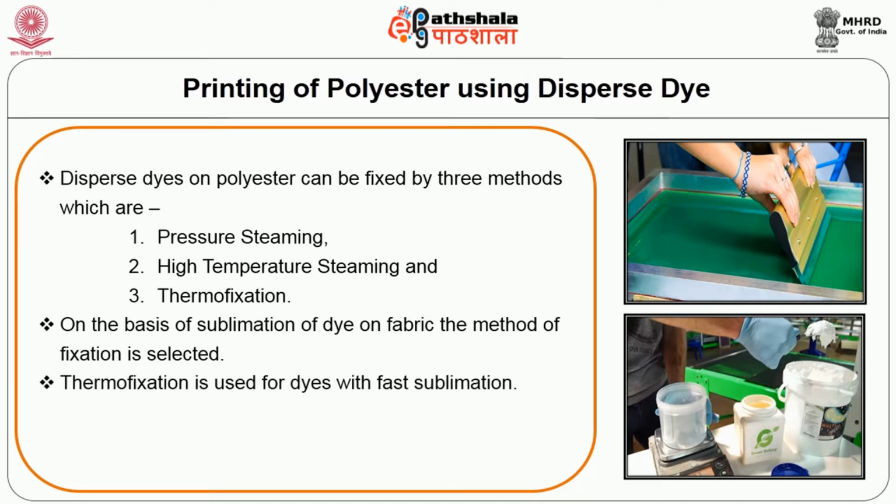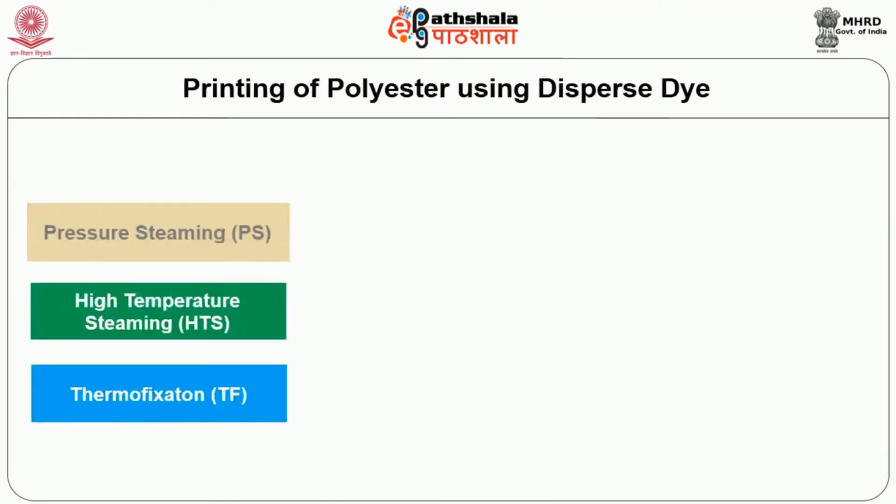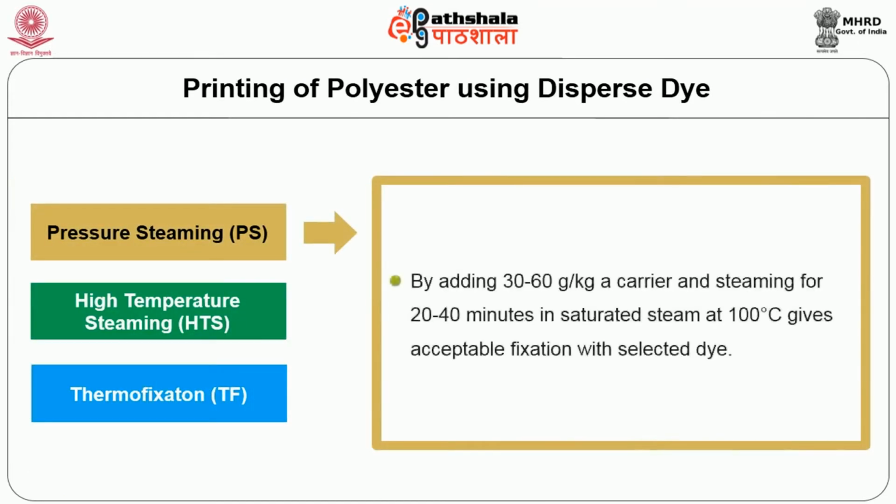Thermofixation is used for dyes with fast sublimation. Pressure steaming is used for dyes with moderate sublimation. Pressure steaming. By adding 30 to 60 grams per kilogram of a carrier and steaming for 20 to 40 minutes in saturated steam at 100 degrees centigrade, acceptable fixation is obtained with the selected dye.